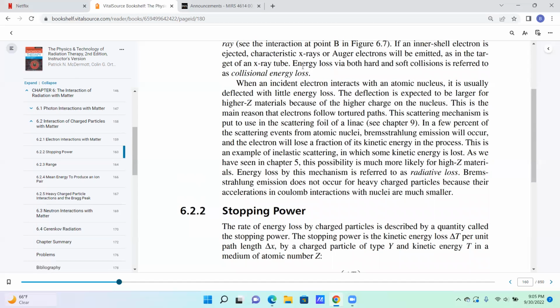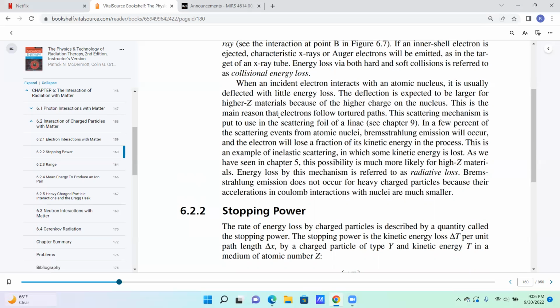Now, when the electron interacts with the atomic nucleus, it's usually deflected with little energy loss. The deflection is expected to be larger for higher Z materials because of the higher charge in the nucleus. And that's the main reason why you have electrons following tortured paths. The scattering mechanism is put to use in the scattering foil.